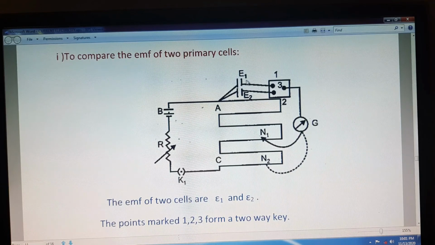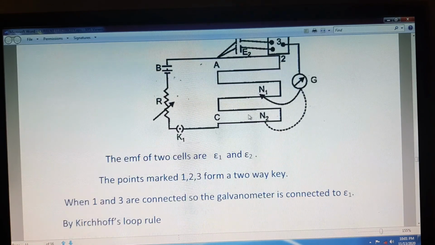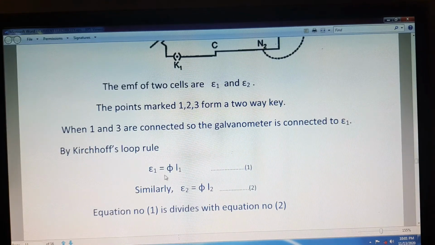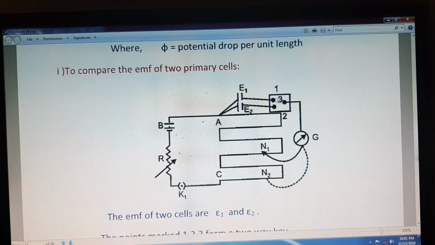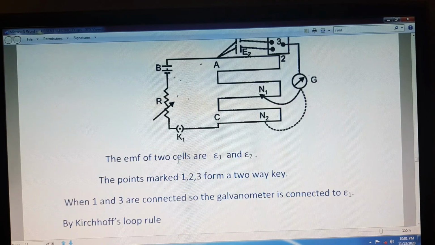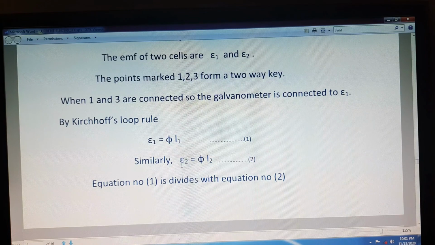First, to determine the electromotive force of the first cell, we connect 1 and 3. So the galvanometer is connected to epsilon 1, and by Kirchhoff loop rule, epsilon 1 is equal to pi L1. In the same manner, second, we disconnect 1 and 3 and connect 2 and 3. So the galvanometer will be connected with the second cell, the EMF epsilon 2. We can calculate the second balancing length: epsilon 2 is equal to pi L2. The first one is equation number 1, and in the same manner, equation number 2.